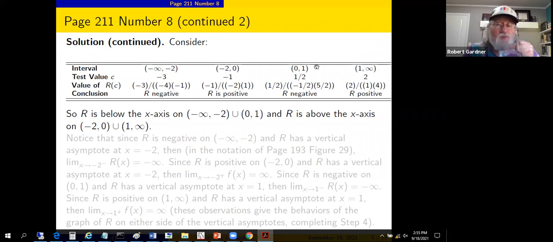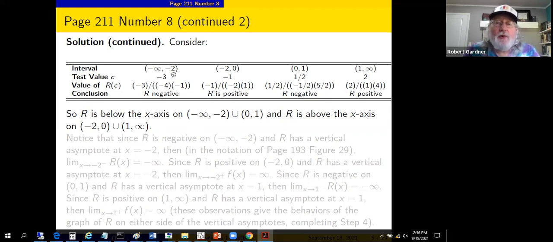Next interval, plug in a half. And we get out a positive divided by a negative and another positive. That'll yield a negative value. That value is -2/5, I think. It doesn't matter. It's negative because of the single negative factor. And so the function is negative throughout this interval. And similarly, we'll plug test value of 2 in. It looks like we get +1/2 out. Anyhow, positive.